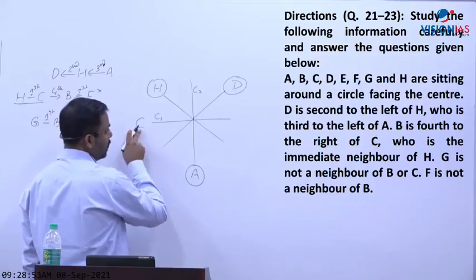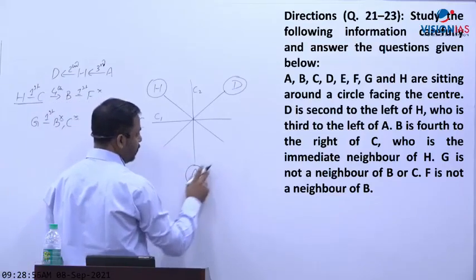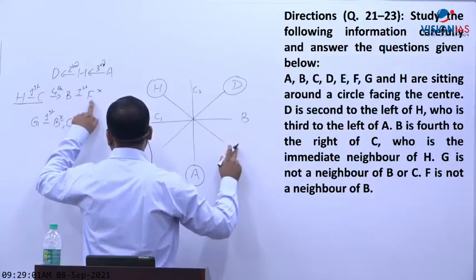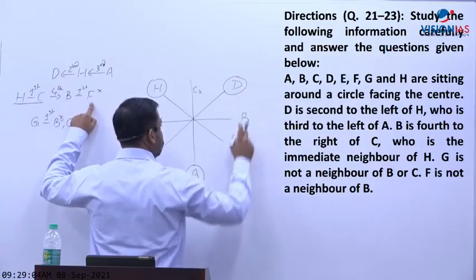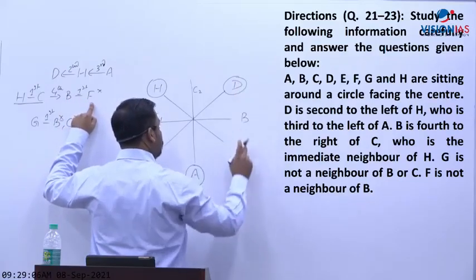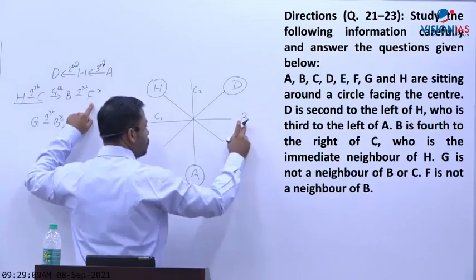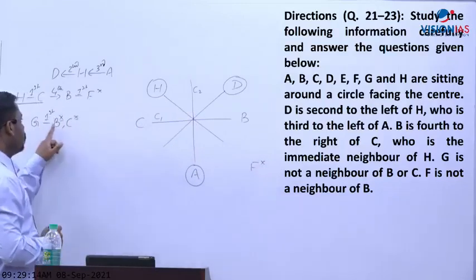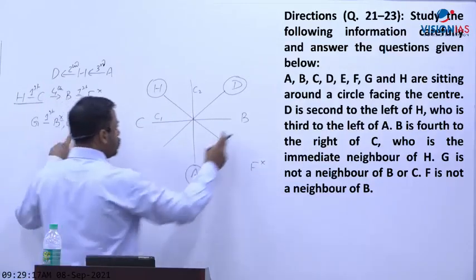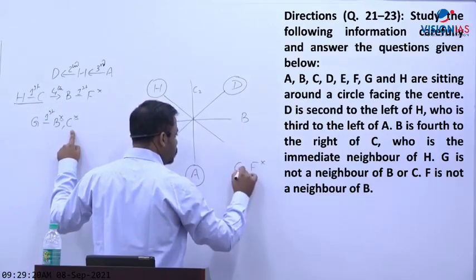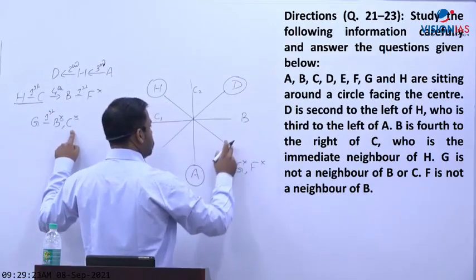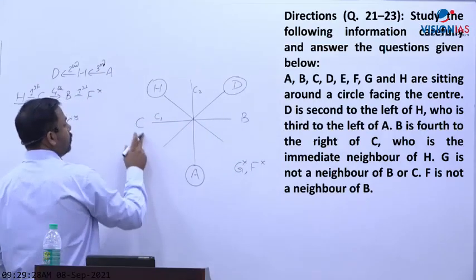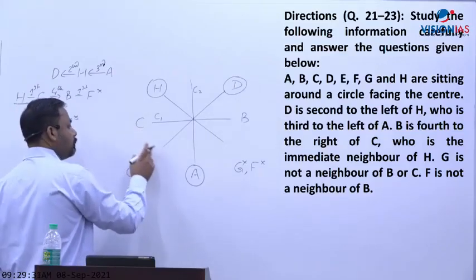So let's move right. Right means anti-clockwise: first, second, third and fourth. Can we put B over here? Yes, we can. And now B and F are not neighbors, so F cannot be on either side of B. Here B is there, so we cannot place F here. And since G is not the neighbor of B or C, we cannot put G at this particular place also, since G and B are not neighbors, and G and C are also not neighbors.